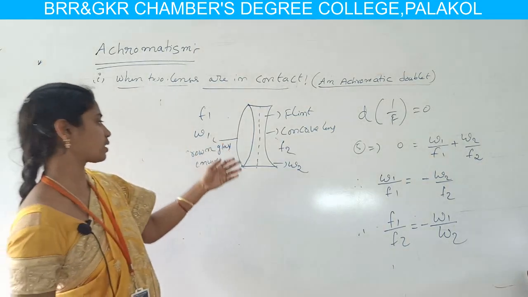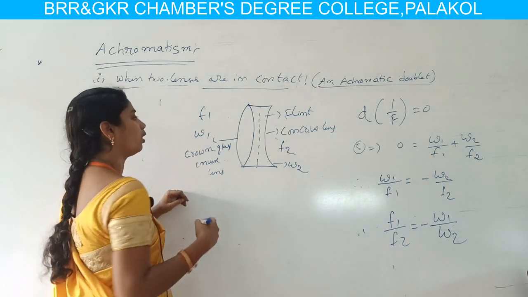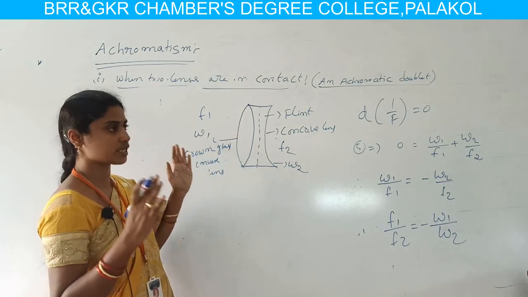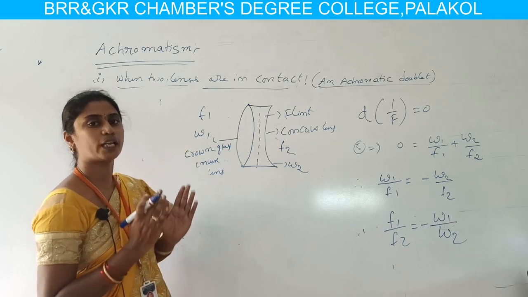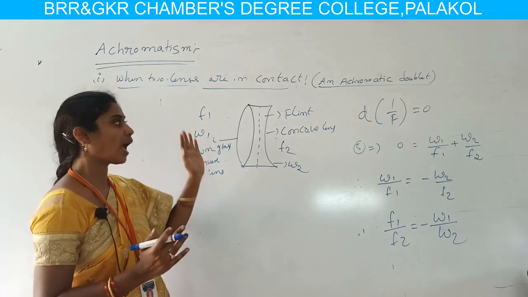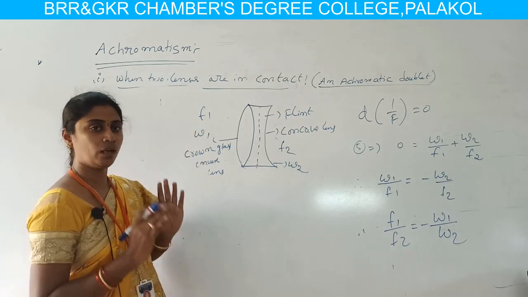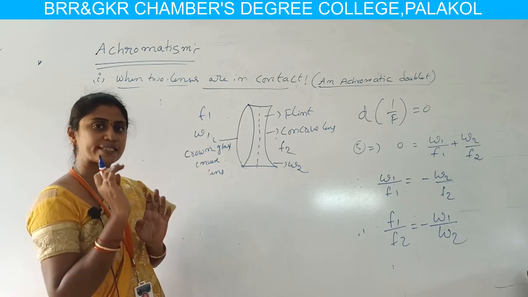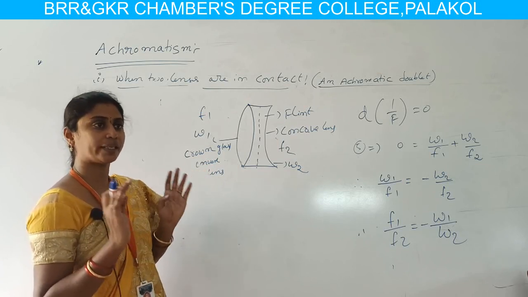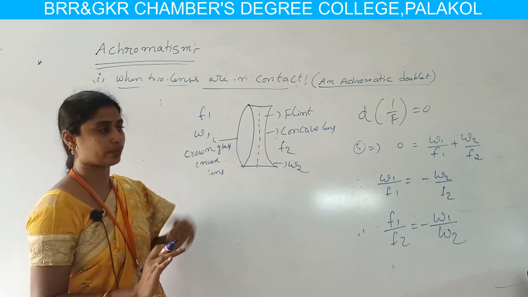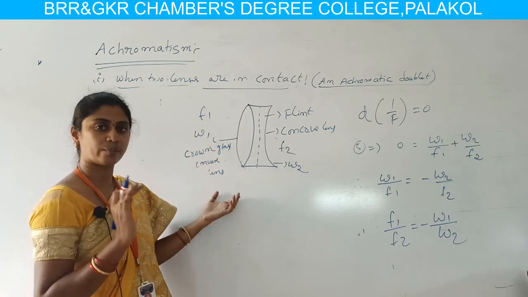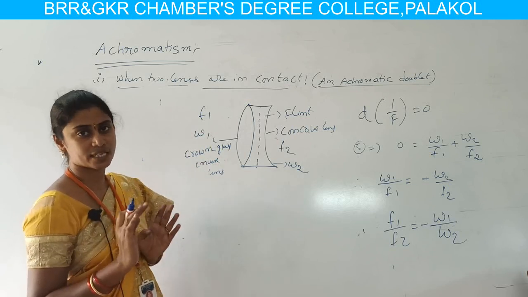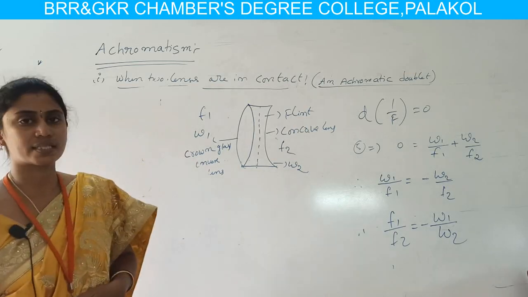Here crown glass always has a high focal length and flint glass has a low focal length. By a suitable combination of these lenses we can make a single lens, which is an achromatic doublet, and the image is formed at a single point. In chromatic aberration, multicolor images form, but by using an achromatic doublet we can remove this chromatic aberration and a single colored image is formed. This is about when the two lenses are in contact.